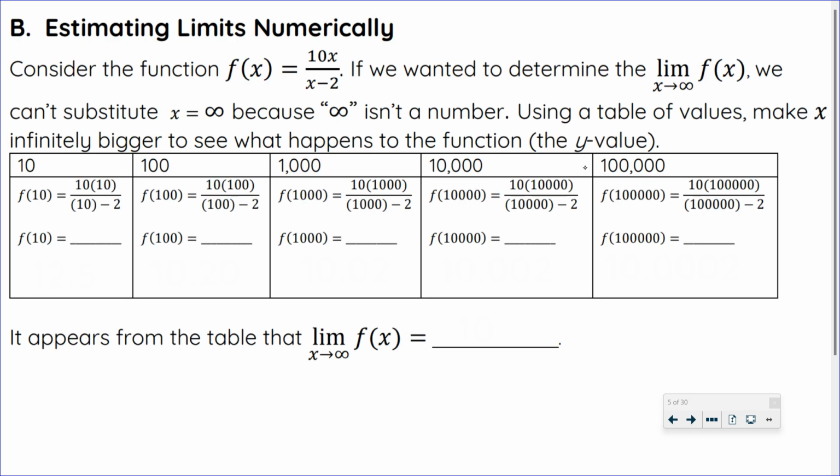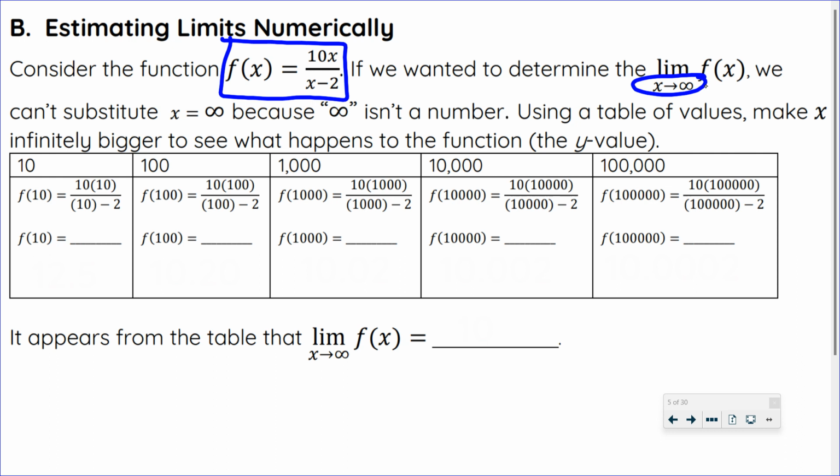Let's look at how we estimate limits numerically. We've looked at sequences, now let's look at limits numerically. I'm going to take this function f of x and look at it 3 different ways: numerically, graphically, and algebraically. So let's say we wanted to figure out the limit as x approaches infinity.